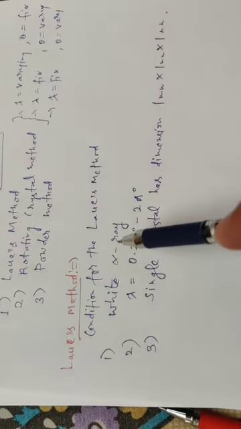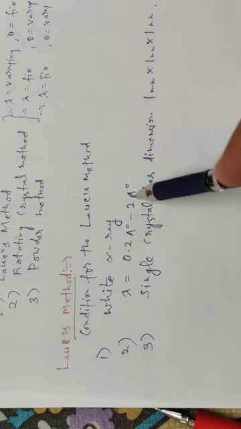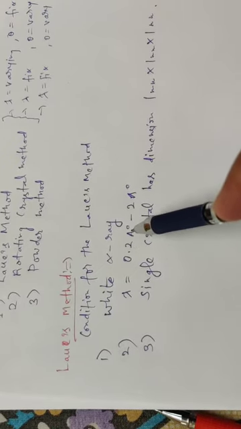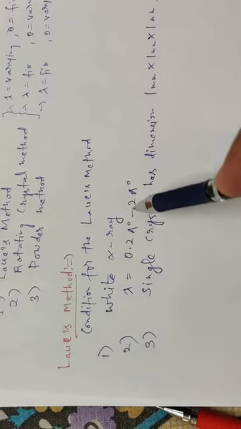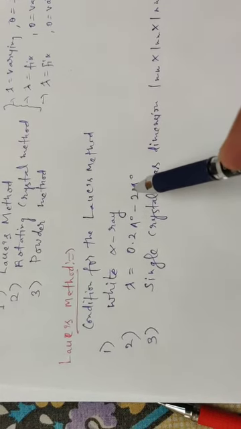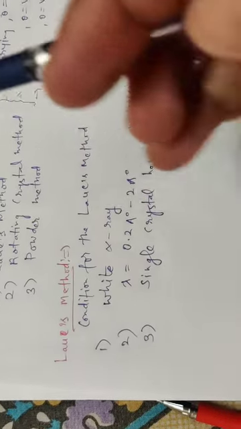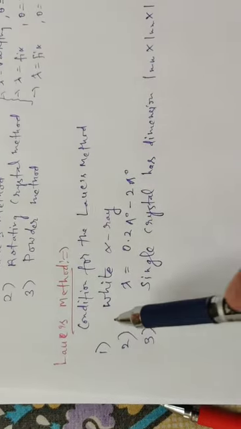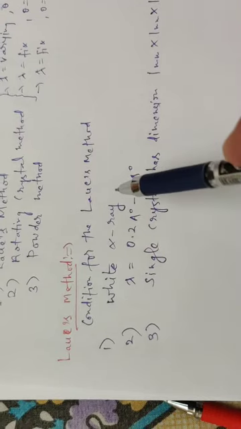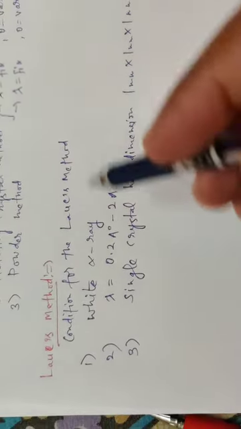So why am I calling this a white X-ray? Because the range of X-ray is between 0.2 angstrom to 2 angstrom. Therefore there will be in between 0.3 angstrom X-ray, 0.4, 1, 2 angstrom X-ray. So different types of X-ray are mixed up and that results in white X-ray. Therefore this is known as white X-ray.